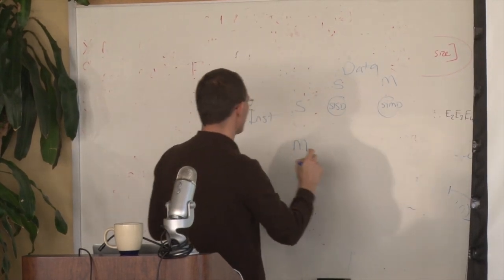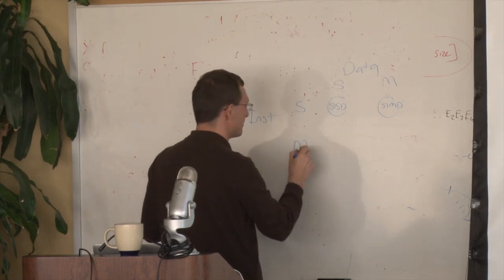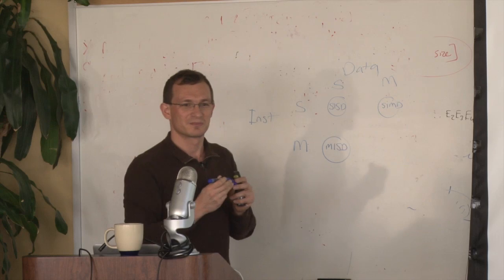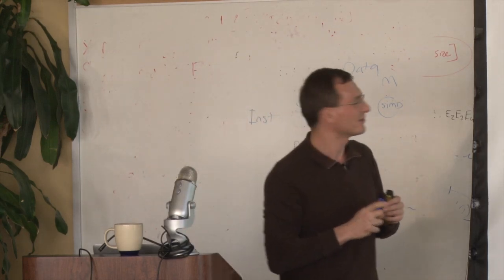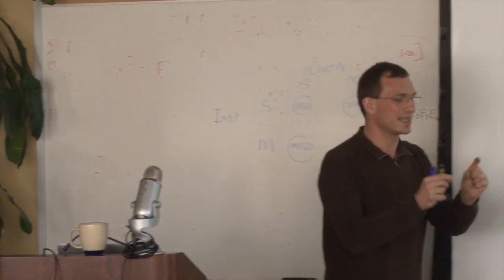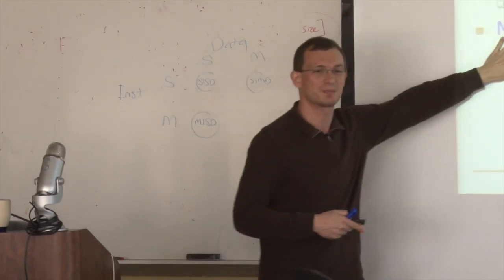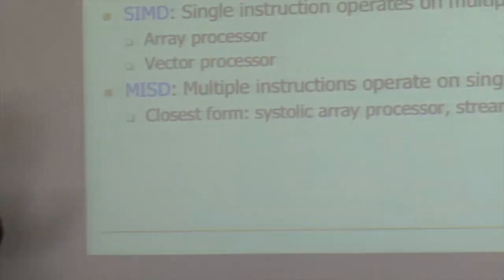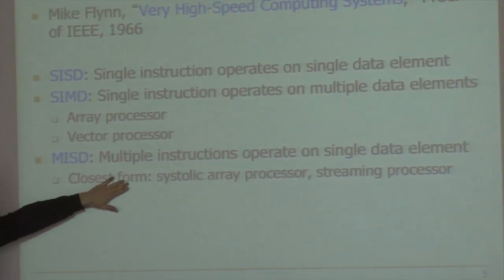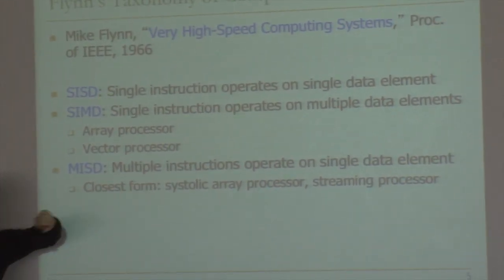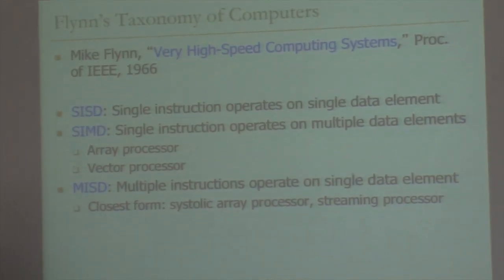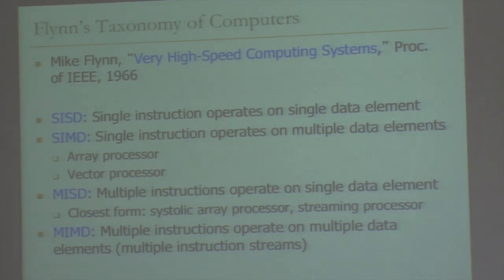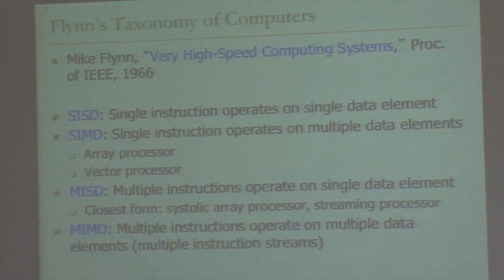There's also MISD, which is kind of odd actually. Multiple instructions operating on a single data element. It's a little bit hard to think of. You have multiple instructions, with a single data element somehow being transformed by multiple instructions. The closest form is really a systolic array processor, a streaming processor that we will talk about later on. Actually, the earliest systolic array processors were developed at CMU in the late 1970s, early 1980s by H.T. Kung.